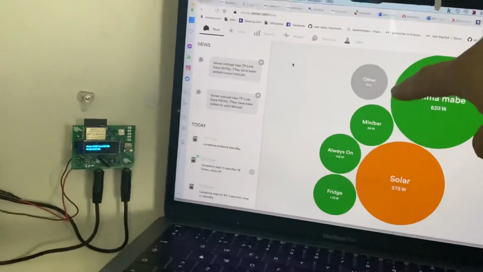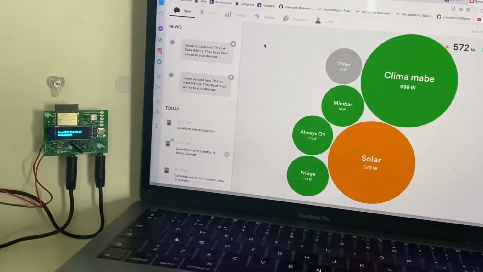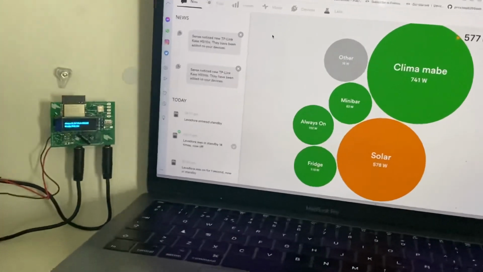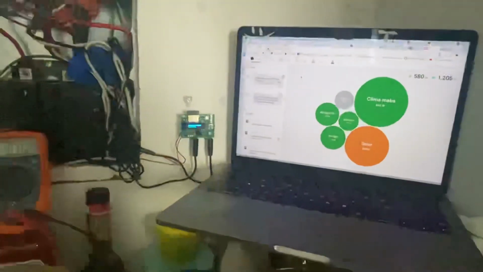This other energy consumption that I have there is my TV, so it hasn't been identified yet. And well, basically this is how it works.